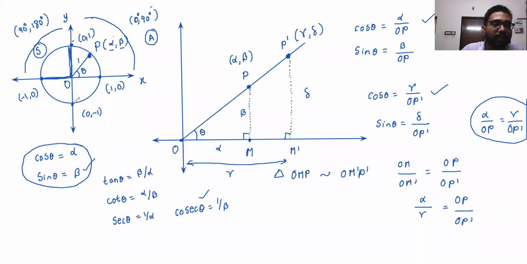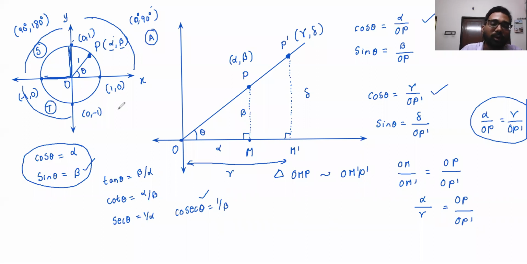In the third quadrant, both alpha and beta are negative, because x is negative and y is negative. So sin theta is negative and cos theta is negative, but their ratios, tan theta and cot theta, are going to be positive. Secant and cosecant are anyway going to be negative because they are 1 upon alpha and 1 upon beta. So in the third quadrant, tan and 1 by tan are positive.